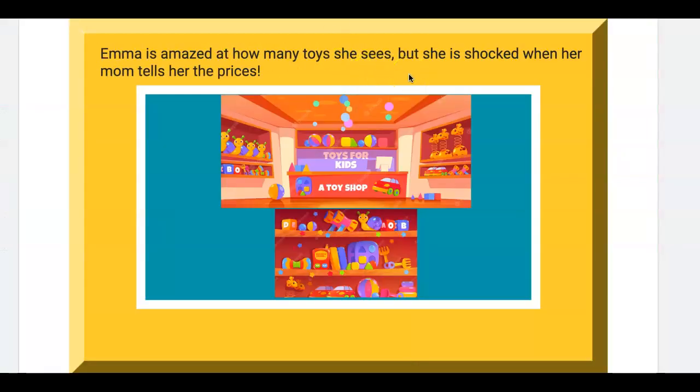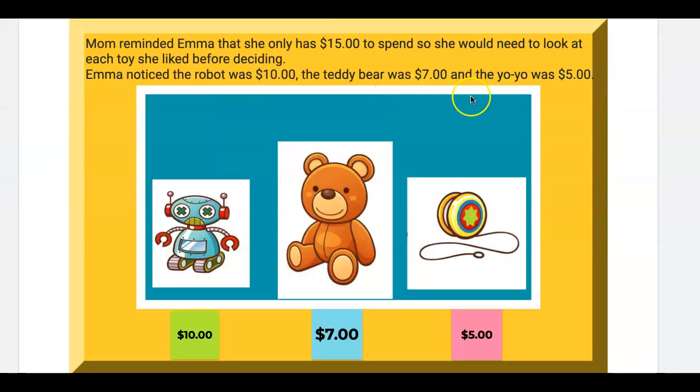Emma is amazed at how many toys she sees, but she is shocked when her mom tells her the prices. Mom reminded Emma that she only has $15 to spend, so she would need to look at each toy she liked before deciding. Emma noticed the robot was $10, the teddy bear was $7, and the yo-yo was $5. So here are all the toys represented, and there's the prices underneath. This is where they start getting the idea of prices and the amount that Emma has versus the amount that things cost.